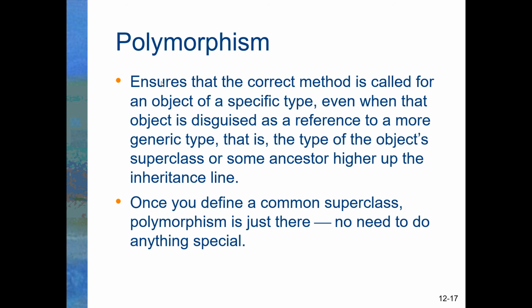All right, so now here's this big fancy word called polymorphism. This is something you're going to need to know for that exam. So polymorphism ensures that the correct method is called for an object of a specific type, even when that object is disguised as a reference to a more generic type. That is the type of the object's superclass or some ancestor higher up the inheritance line. Okay, that's a whole lot of words. It doesn't make a lot of sense.